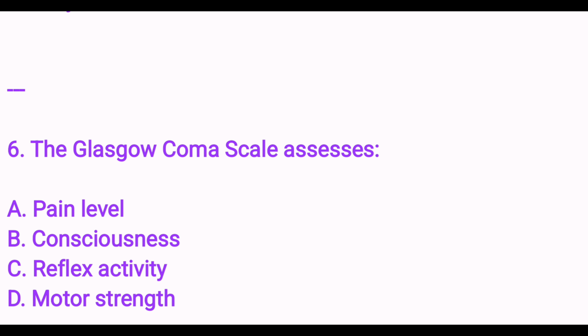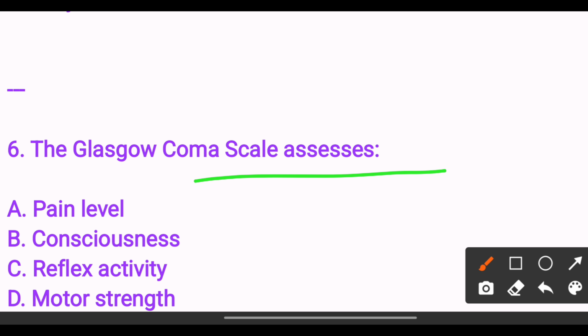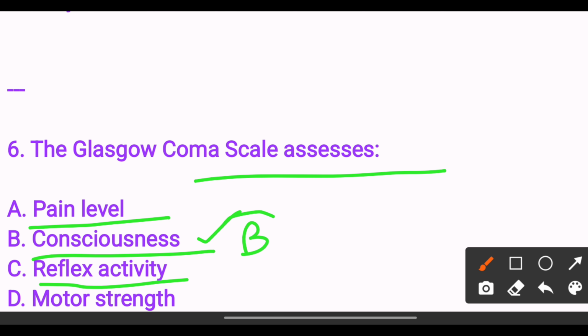the Glasgow scale assesses: option A pain level, option B consciousness, option C reflex activity, option D motor strength. The Glasgow scale assesses consciousness. The answer is option B.